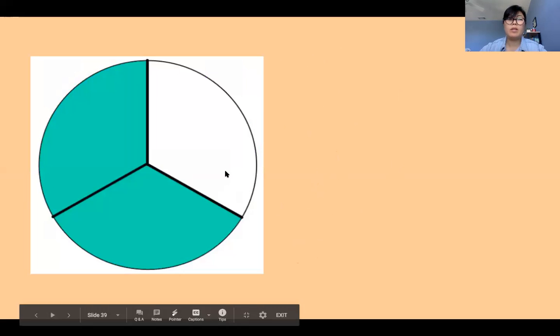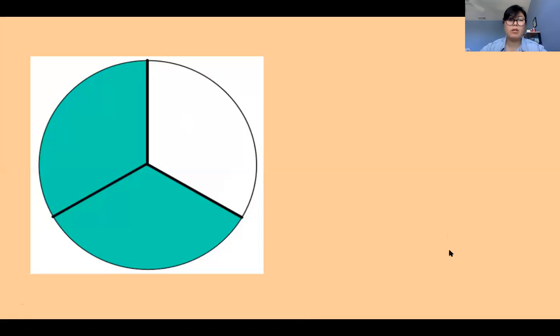This is a circle again. How many equal parts are there? 1, 2, 3. For the denominator, you're going to write 3 on the bottom. Then you're going to draw a line. How many equal parts are shaded? 2. This represents 2/3. 2/3 of the whole circle is shaded.